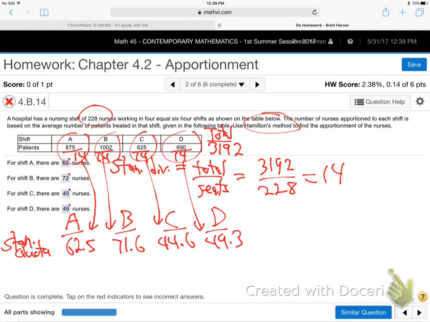Okay, that begins every method, right? All 4 methods start with that. Find your standard divisor, divide them all. Well, that's not entirely true. We pick different divisors, don't we, for some of the methods. Anyway, what are we supposed to do with Hamilton's? Anybody remember? Remember, we round them all down, add them up, see how many extra we need, and give the extras to the highest decimals.